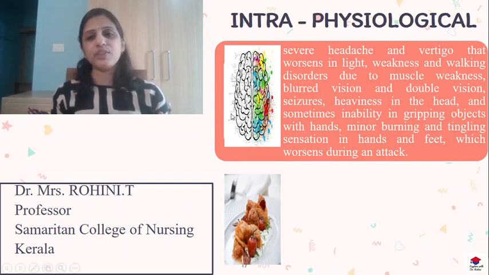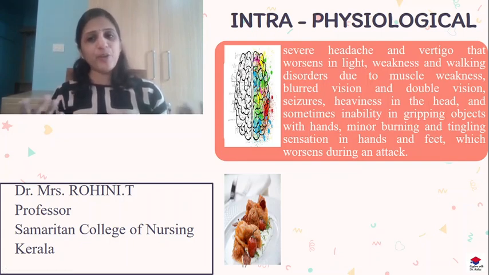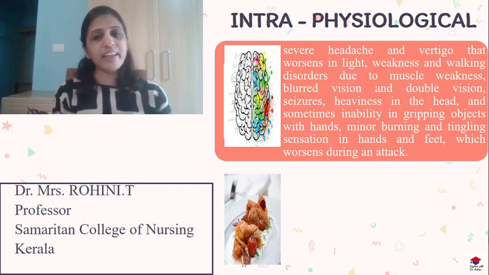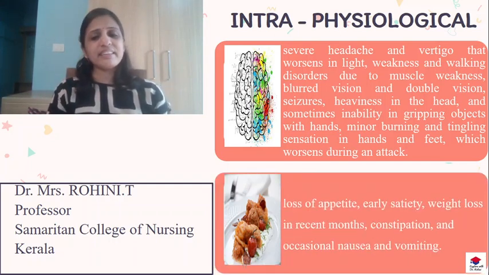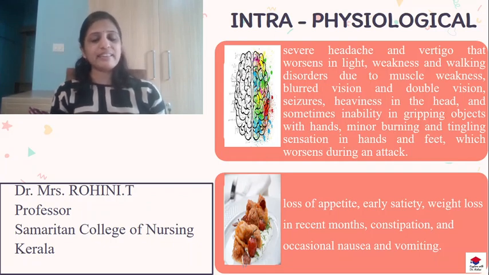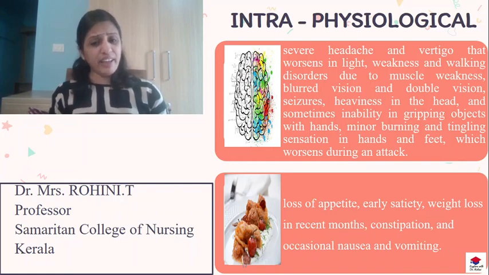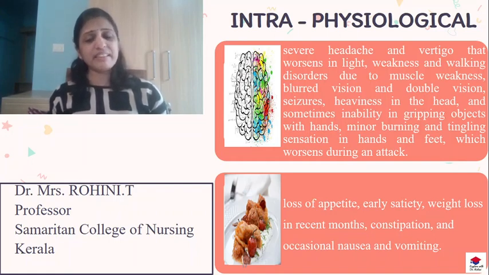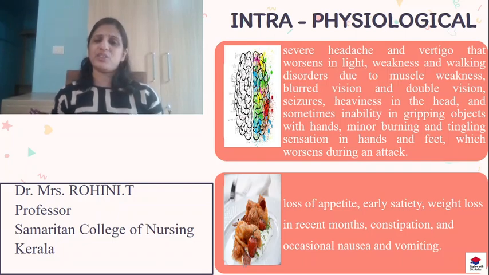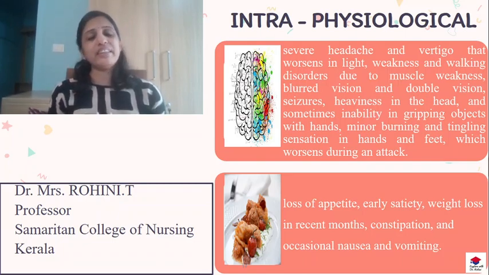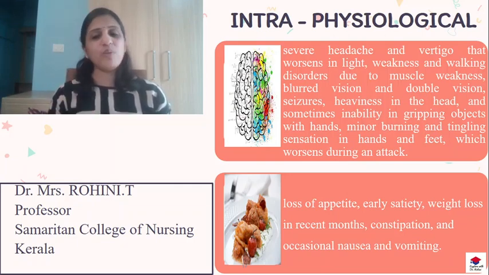So what are the main things we found? Vertigo, headache, weakness, blurred vision, seizures, inability to handle an object, etc. The next thing is the gastrointestinal system. This patient has loss of appetite, early satiety, weight loss in recent months, constipation, and occasional nausea and vomiting. So she is not feeling very well because even her GI system is affected.